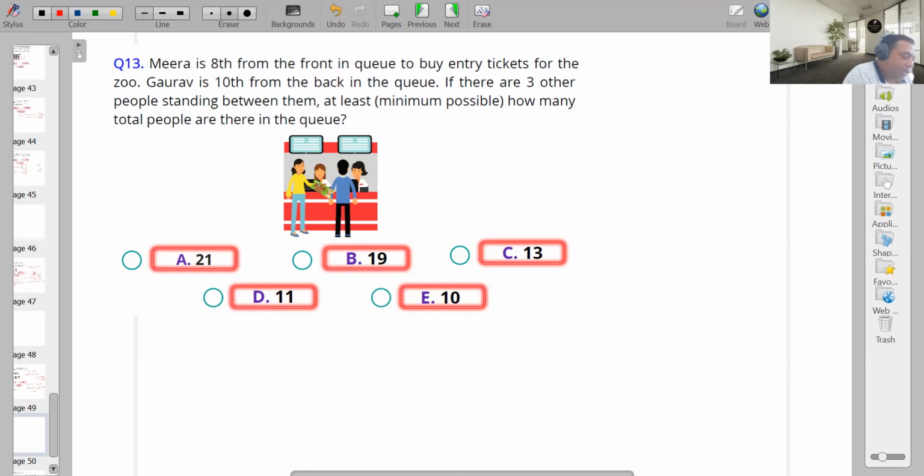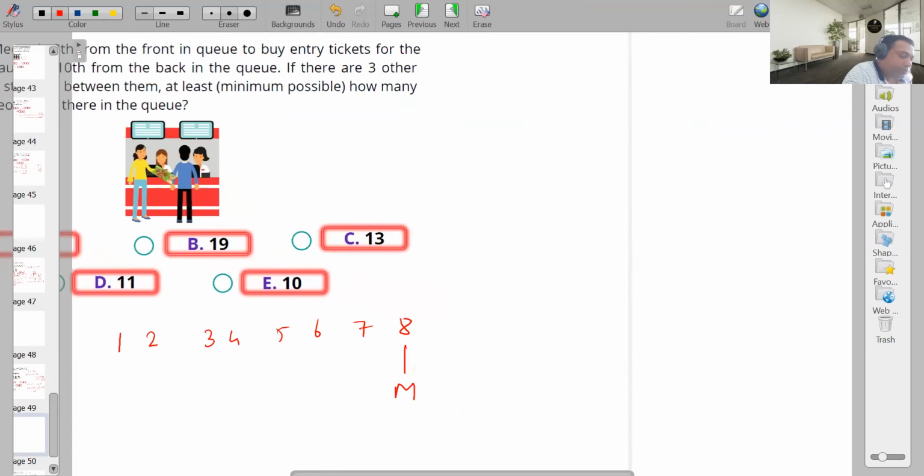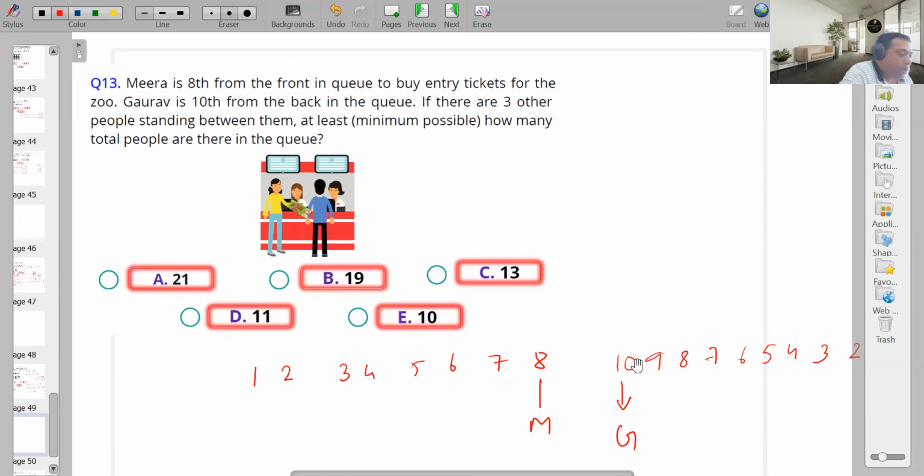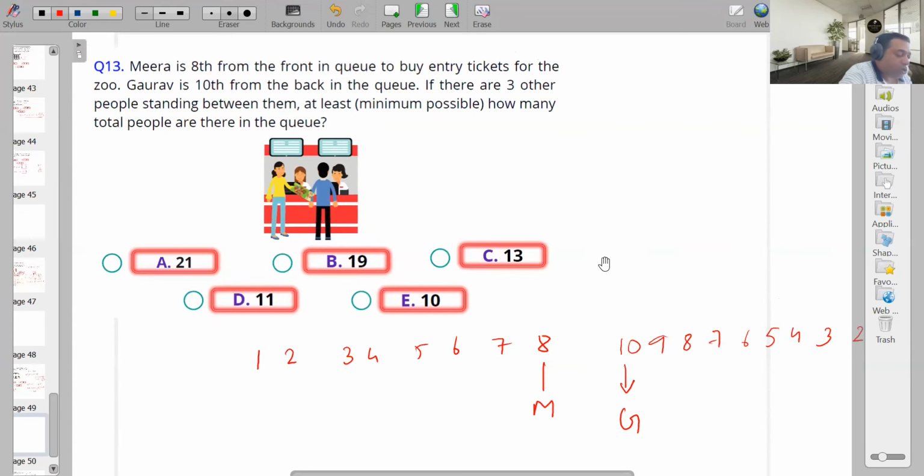Okay, so if Meera is 8th, eighth is Meera. Okay, and Gaurav is 10th from the back. So if we count from the back here, then Gaurav is here. Okay, if there are 3 more people standing between them, find the least possible. So this is a very important and tricky condition. At least how many people are there in the queue?